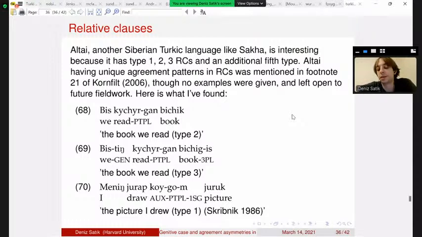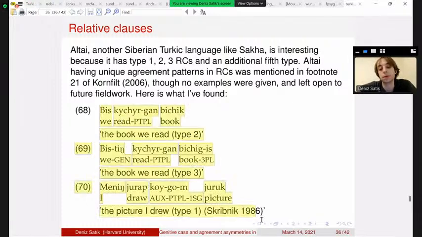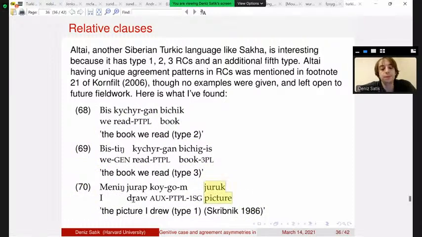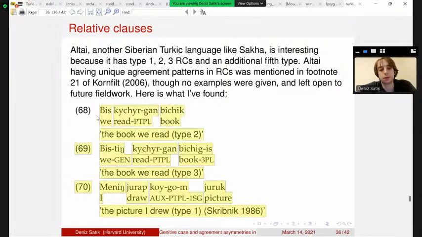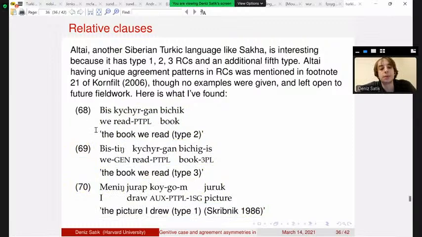Altay has at least 3 types of relative clauses. It has all of the types that Kornfeld noted. So it has a Turkish type and the other 2. The Turkish type is right here, the picture I drew, type 1. These examples are mine, and this example is from Scribnik, 1986.